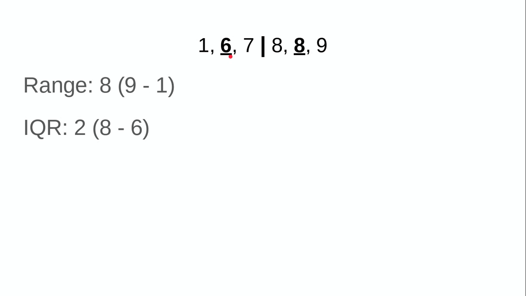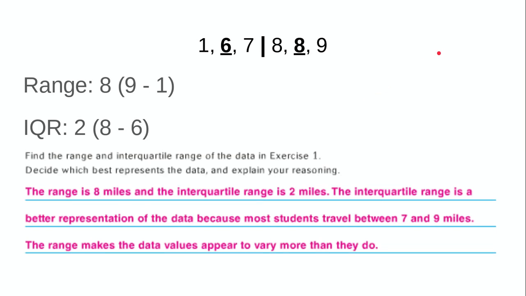So what is our better pick for our measure of variability? That's a tough one. Let's see what the answer would have been if we were doing this in class. I would have had you write down: The range is 8 miles. The interquartile range is 2 miles. The interquartile range is a better representation of the data because most students travel between 7 and 9 miles. The range makes the data values appear to vary more than they actually do.